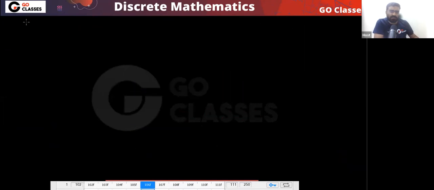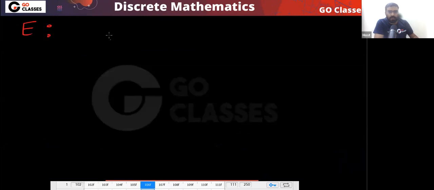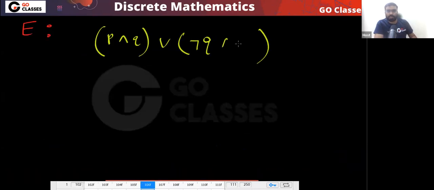So what is the formula? You can see this is the expression that is given to you. Expression is P and Q or negation Q and R. So this is the statement that is given to you. Very simple. Now, how many variables are there? Can anyone tell me how many variables are there? There are three propositional variables. So now, can you find out?